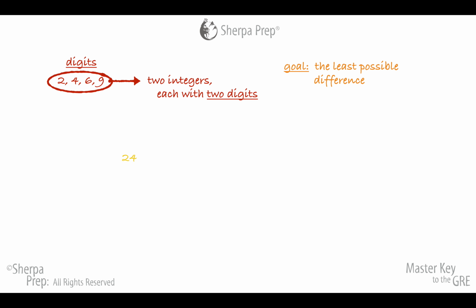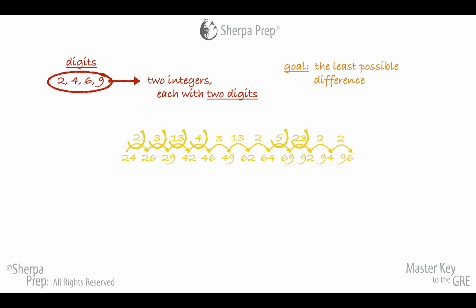We can make 24 and 26 and 29. And of course, 42, 46, and 49. 62, 64, and 69. 92, 94, 96. Those are the numbers we can make. And now that we've jotted them down, let's look at their differences. We have the differences 2, 3, 13, 4, 5, and 23.